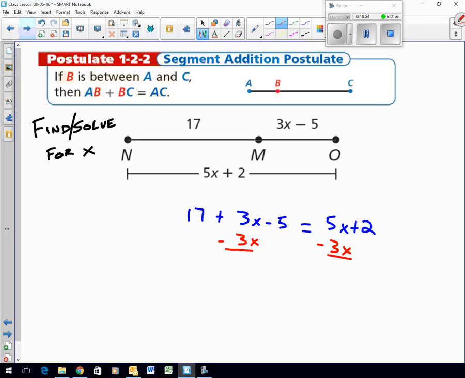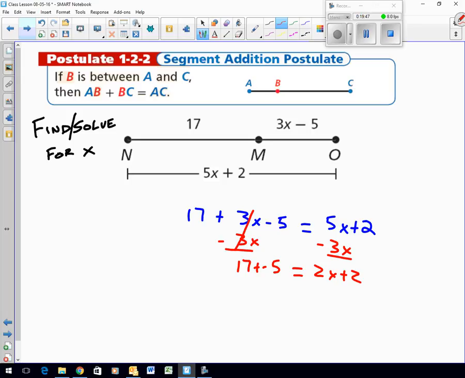Very good. Okay. I'm essentially going to get this part by itself first before I do anything else. Here's going to cancel out 17 plus -5. Now I'll write that 2x plus 2. Y'all with me? Okay.